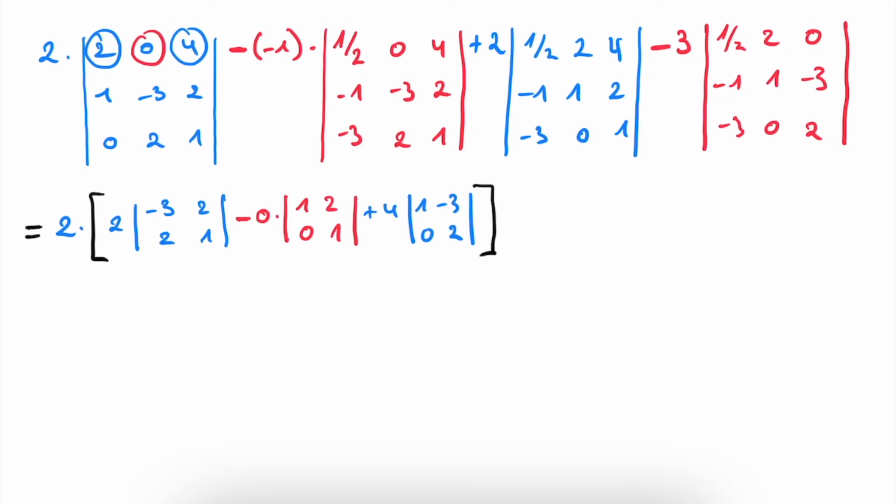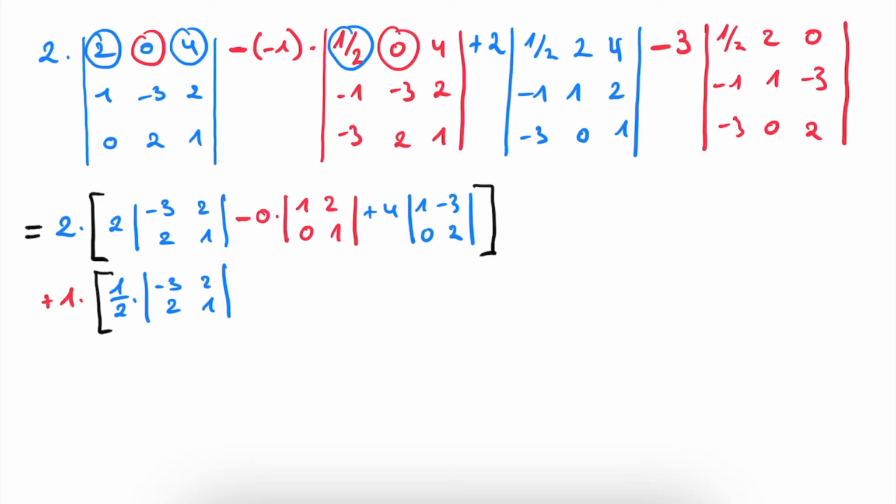The same can be done for the second term, which is this term. And here we have to remember that this -1 becomes +1. So we have +1 times, and then of course the determinant of this 3 times 3 matrix, which we can calculate in the same fashion. We take this 1/2 and we multiply it with the determinant that remains if we ignore the column and the row of which this 1/2 is a part of. And what remains are these 4 numbers. So we get 1/2 times the determinant of -3, 2, 2, and 1.